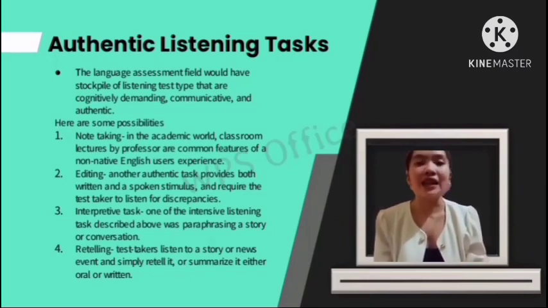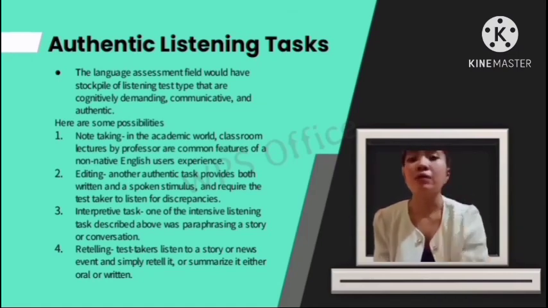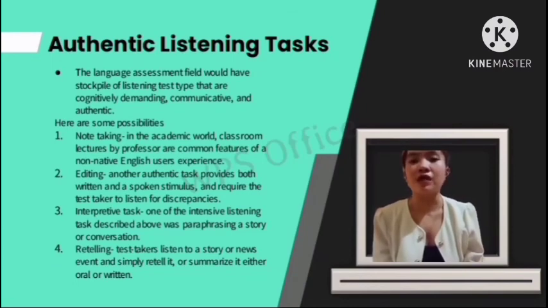So, in editing, an editing task that involves listening involves the student receiving reading material. The student reviews the reading material and then listens to a recording of someone reading aloud the same material.